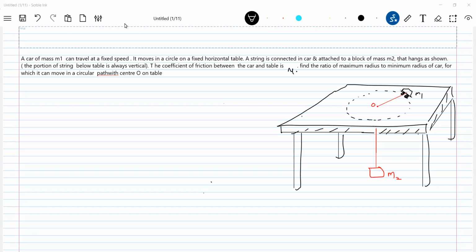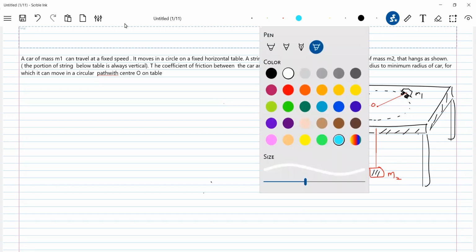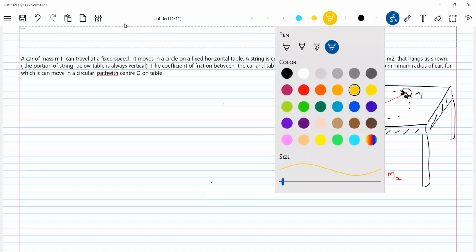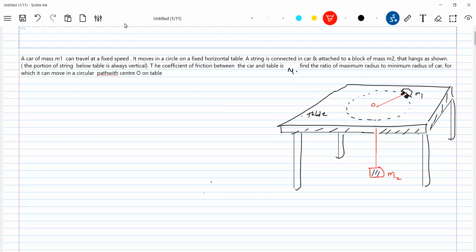There's a car of mass m1, and there's a table. It moves in a circle on a fixed horizontal table. A string is connected and attached to a block of mass m2. There's a block m2. Okay, read the question.